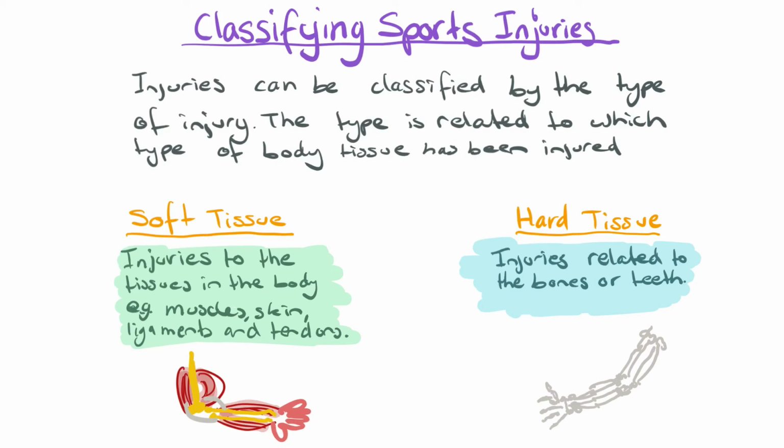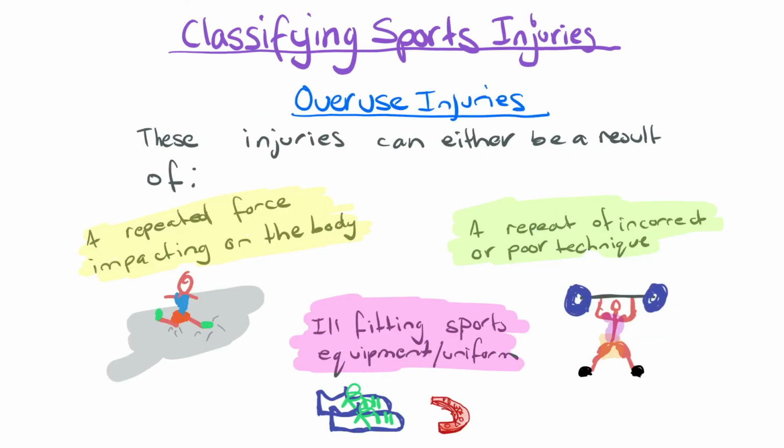And then hard tissue injuries are related to injuries with the bones or teeth. So pretty easy to remember. Parts of the body that are hard, that's a hard tissue injury. Parts of the body that are soft, that's a soft tissue injury. And the final classification we classify injuries as is an overuse injury.